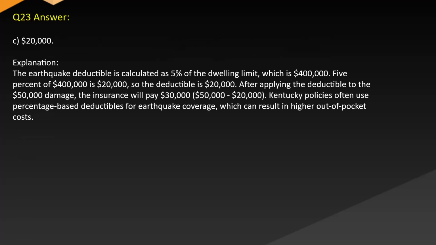Answer C. $20,000. Explanation. The earthquake deductible is calculated as 5% of the dwelling limit, which is $400,000. 5% of $400,000 is $20,000, so the deductible is $20,000. After applying the deductible to the $50,000 damage, the insurance will pay $30,000. $50,000 minus $20,000. Kentucky policies often use percentage-based deductibles for earthquake coverage, which can result in higher out-of-pocket costs.